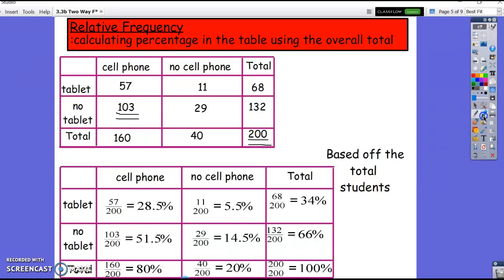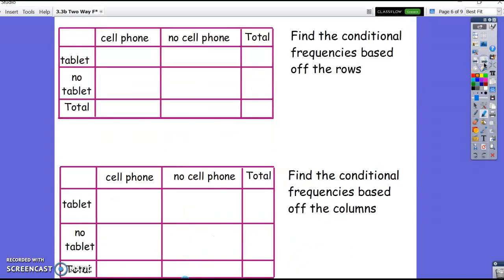A good way to check your work: each row should add up to its total. So if we're looking at 28.5 plus 5.5 equals 34%. That's what we want. 34% plus 66% equals 100%. Okay, so you can do that with all your rows and columns, just to double check your work if you want to. We also have those conditional frequencies.